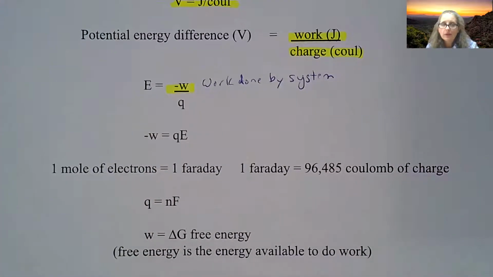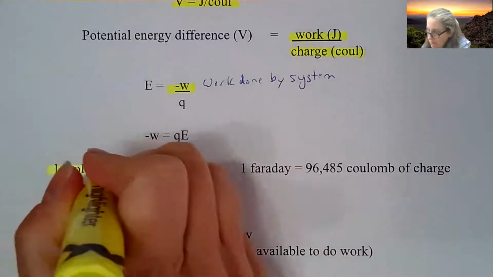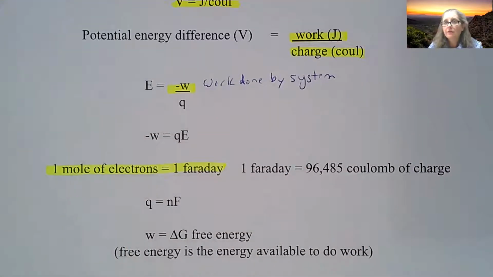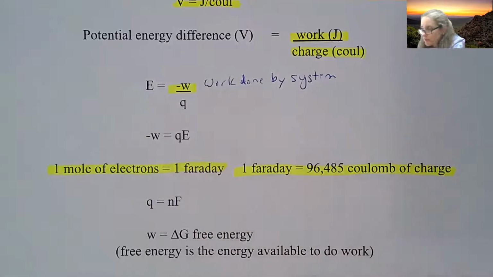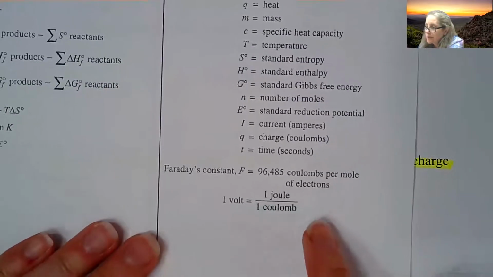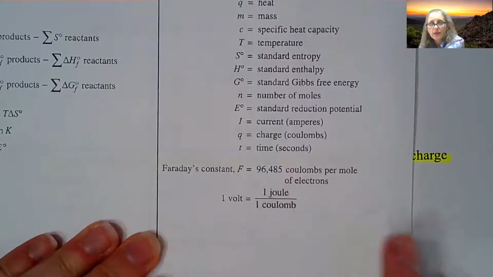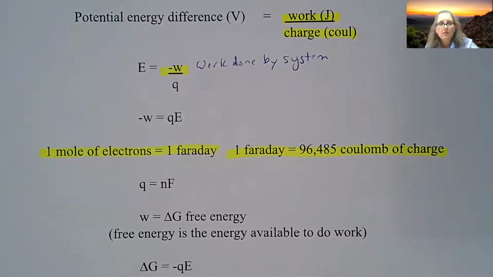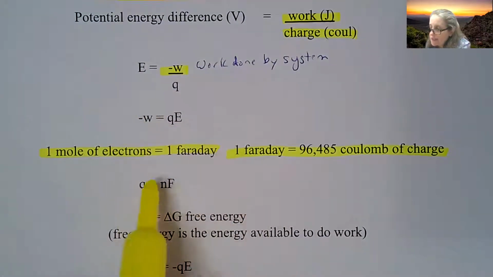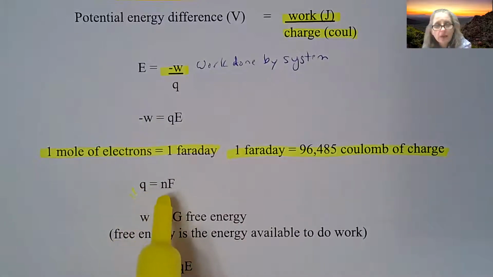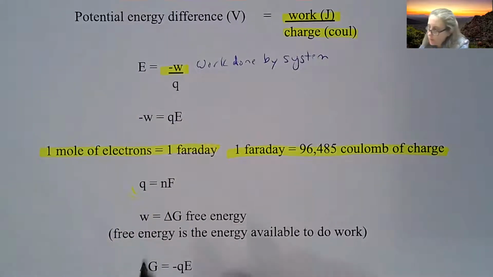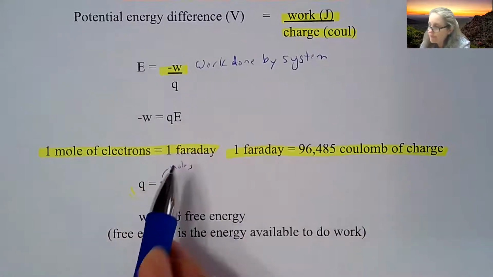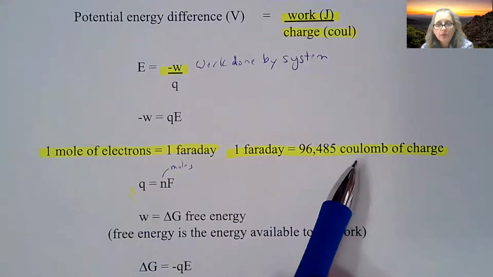Well, we have a new unit called a Faraday. One mole of electrons is equal to a Faraday, because we need to quantify this to a certain extent. And a Faraday is equal to so many coulombs of charge, 96,485. And this happens to be on your formula sheet in that section over here on the right, so that's a number you don't need to memorize. So if I go back to this idea, Q of charge, Q is going to be N, which is number of moles, times a Faraday, which is how many coulombs of charge.